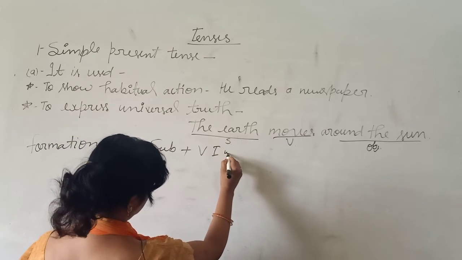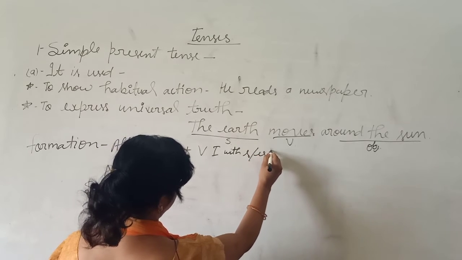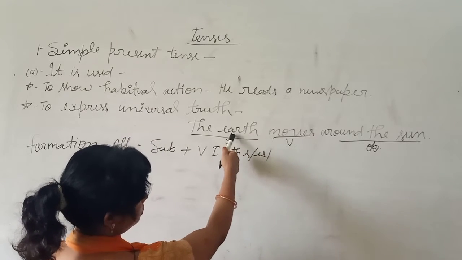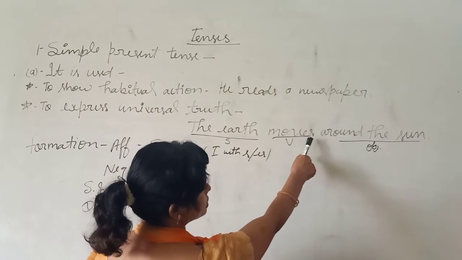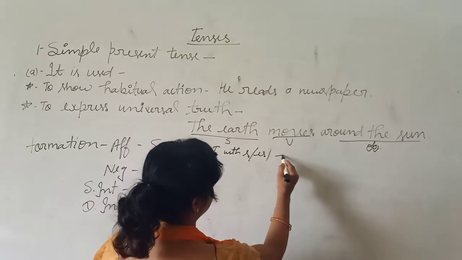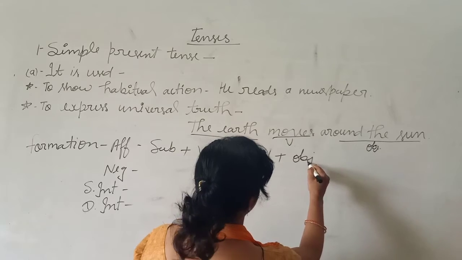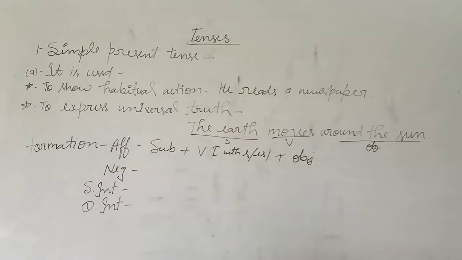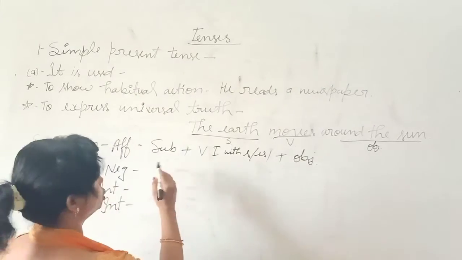with S or ES. You can see earth is singular. With earth we have used moves; ES or S is used with singular subjects. Plus object. Next, if I am talking about a negative sentence, then you have to use do not or does not.